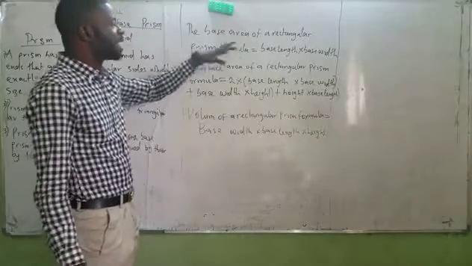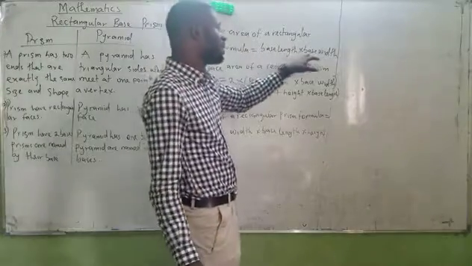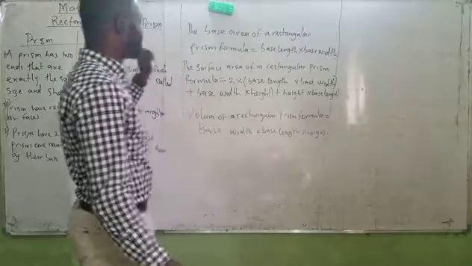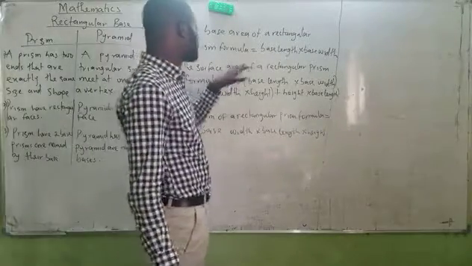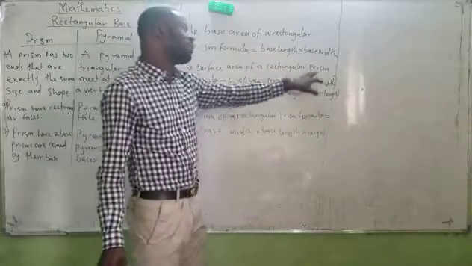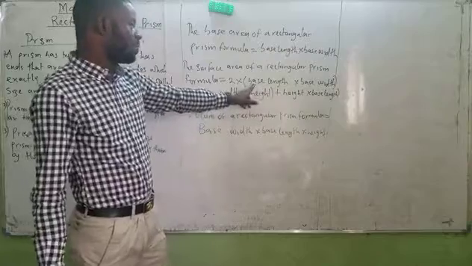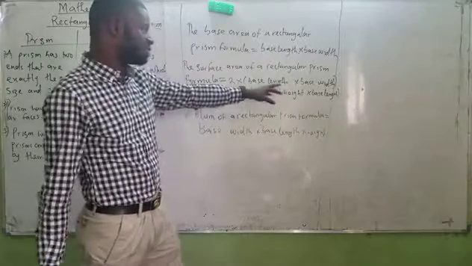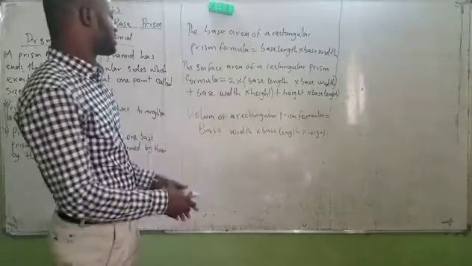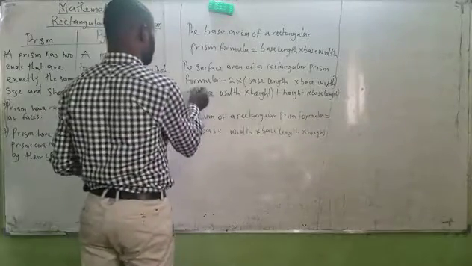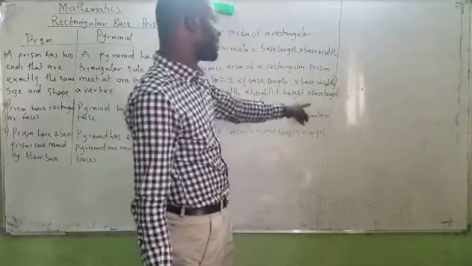The base area of a rectangular pyramid formula is base length multiplied by base width. That is the total surface area. The total surface area of a rectangular pyramid, which we're talking about, has the formula 2 multiplied by what? Base length multiplied by base width plus base width multiplied by height plus height multiplied by base length.